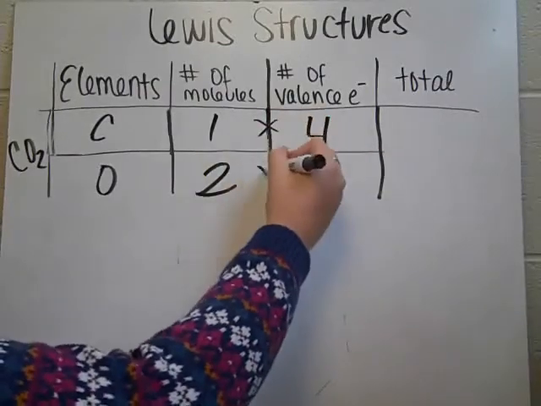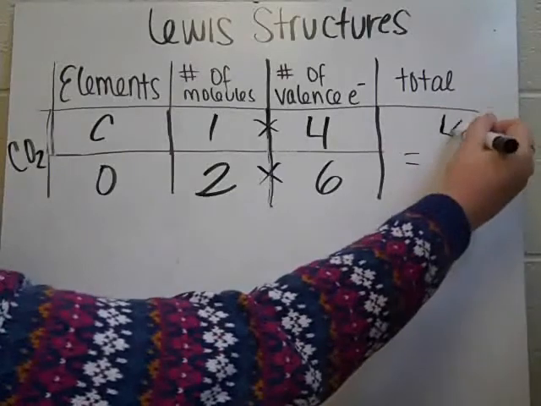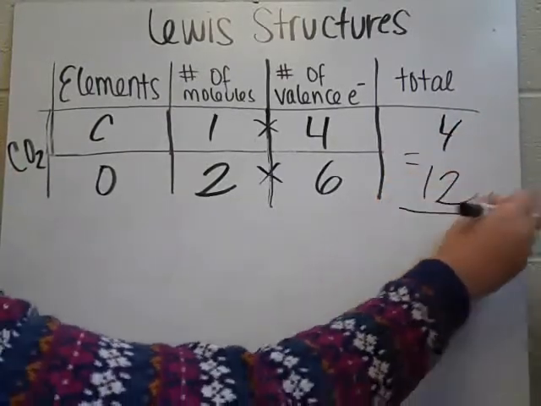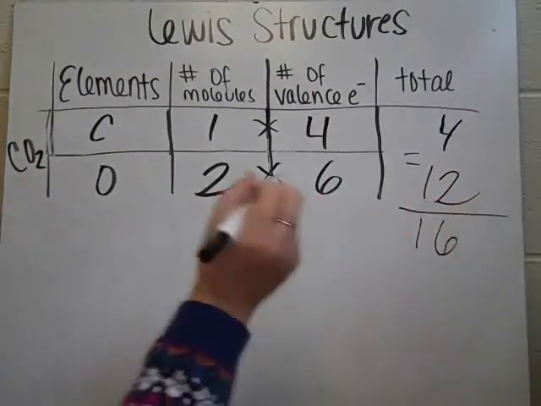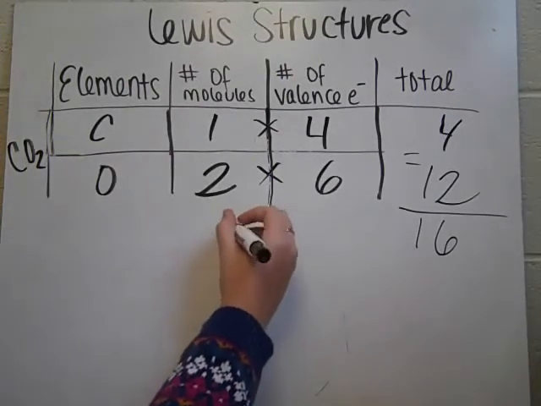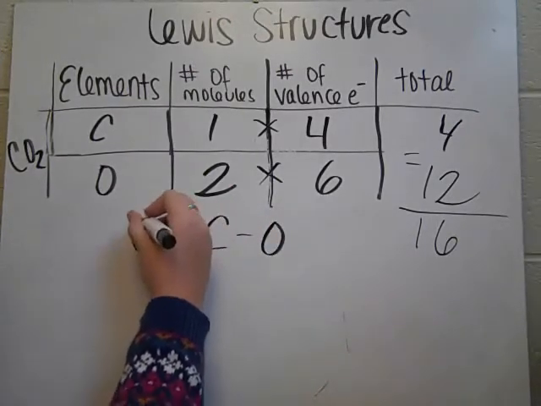So we multiply these: 1 times 4 is 4, and 2 times 6 is 12, and then you add these and you get 16. So in this structure we're going to have 16 valence electrons available. To show you how a single bond would work out, we're going to try it now. We're going to put C in the middle and bond it to the 2 O's.